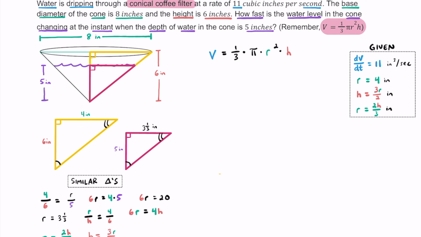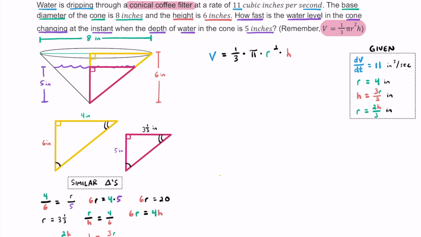Now let's look back to the original problem to see what we're looking for here. The question is asking us how fast is the water level in the cone changing? So we're not looking for just a regular measurement here. We're looking for a rate of change. Specifically, we're trying to figure out the rate of change of the water level, and the given point in time is going to be at 5 inches.